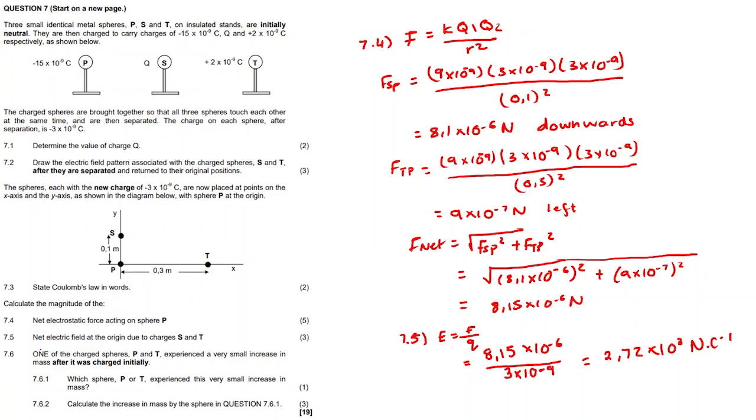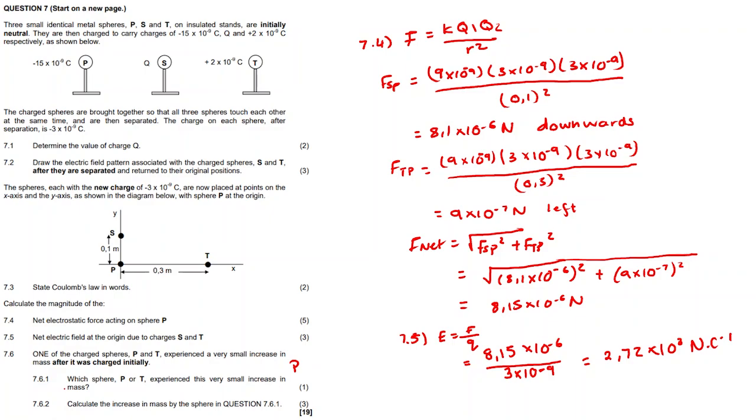Question 7.6. One of the charged spheres experiences a very small increase in mass after it is charged initially. Question 7.6.1. Which sphere, P or T, experiences this very small increase in mass? Since we know that sphere P has a negative charge, it therefore has gained more electrons. Therefore, it has increased in mass. Therefore, the sphere is P.